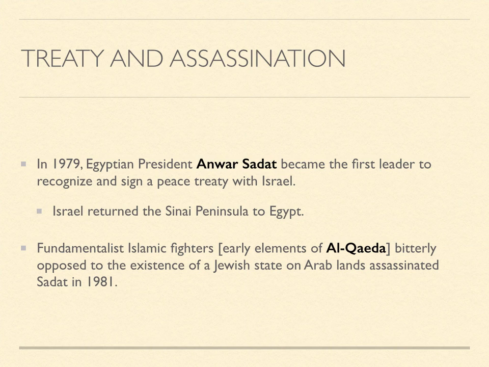Later, fundamentalist Islamic fighters, early elements of Al-Qaeda, opposed to the existence of a Jewish state on Arab lands, assassinated Sadat in 1981.